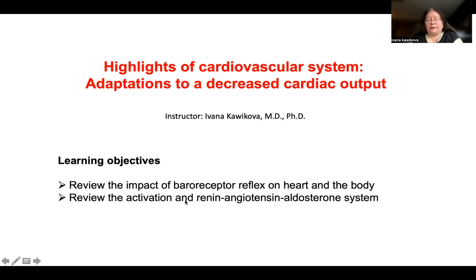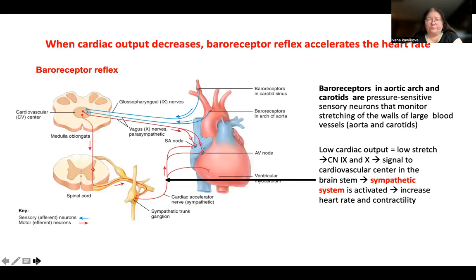And then we have another adaptation axis that involves the renin-angiotensin-aldosterone system, and that takes a little longer. So we'll start with the baroreceptor reflex. In our big vessels like the aorta and carotid, we have baroreceptors that are bringing signals to the brain.